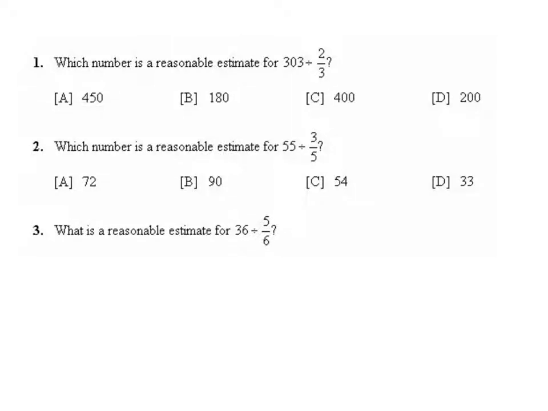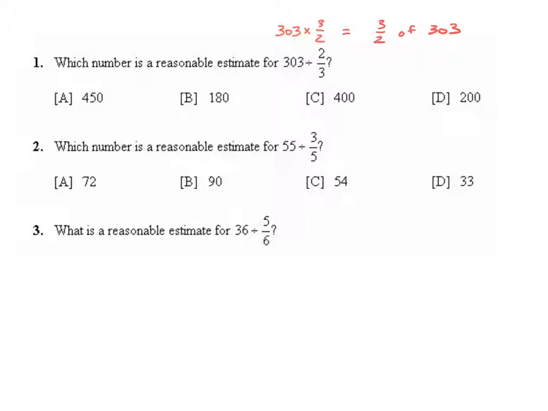In this video, I'm going to show some examples of how to estimate whole numbers divided by fractions. Because division is just the inverse of multiplication, anytime I'm doing estimates with division with fractions, I like to, in my mind, think of them as multiplication problems. So I'm going to think of this first problem really as 303 times the reciprocal of 2/3, which is 3/2. Then this becomes 3/2 of 303 because the commutative property of multiplication allows me to flip that around.